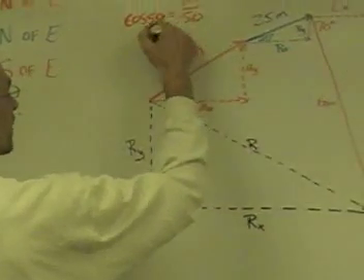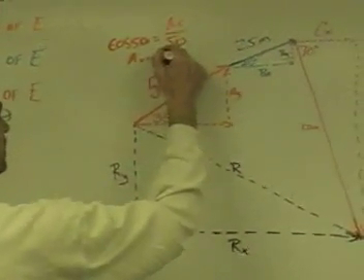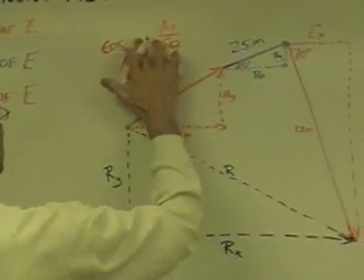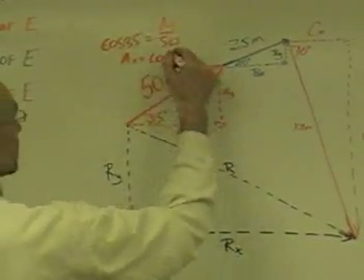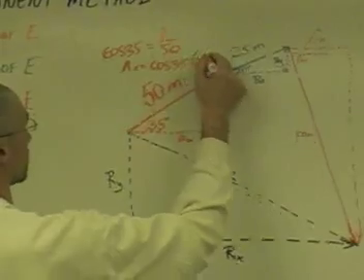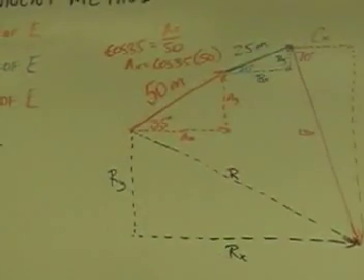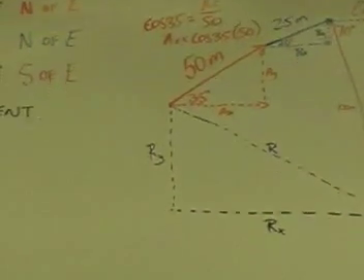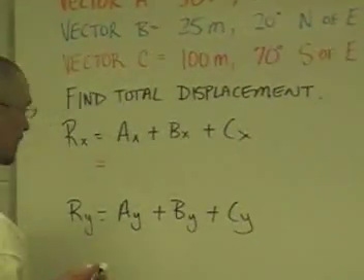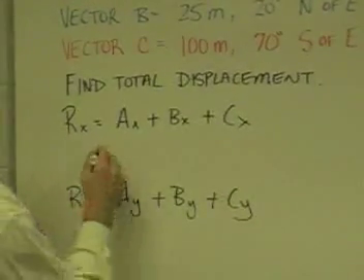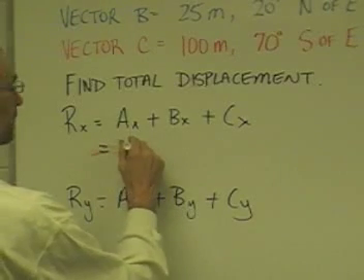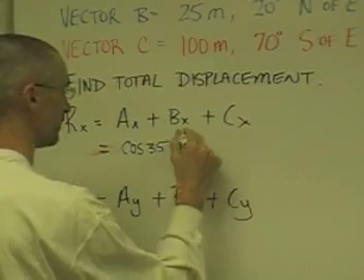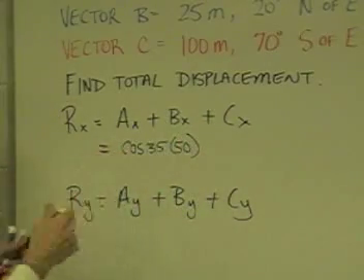And so if we solve for that, we get Ax equals cosine 35 times 50. Cosine 35 is what we should have there. Now, it's moving in the right direction, so that's a positive. So Ax is going to be equal to cosine 35 times 50. It's positive, so we're going to leave that positive.